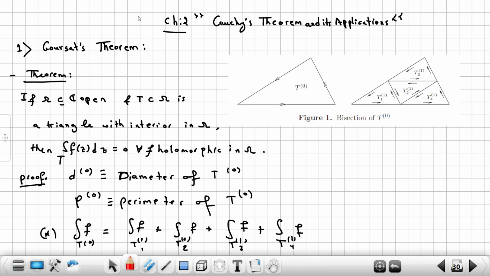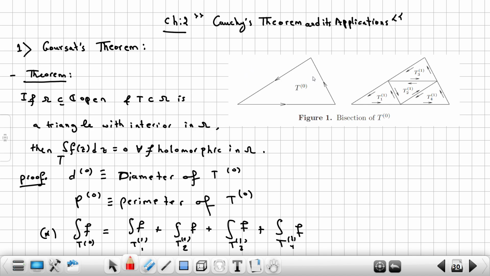Now we will start with chapter 2, Cauchy's theorem and its applications. First, a very important theorem, Goursat's theorem. It says that if omega is an open set and T is a triangle with boundary contained in omega, then the integral over T of f is equal to 0 for any holomorphic function f in omega.